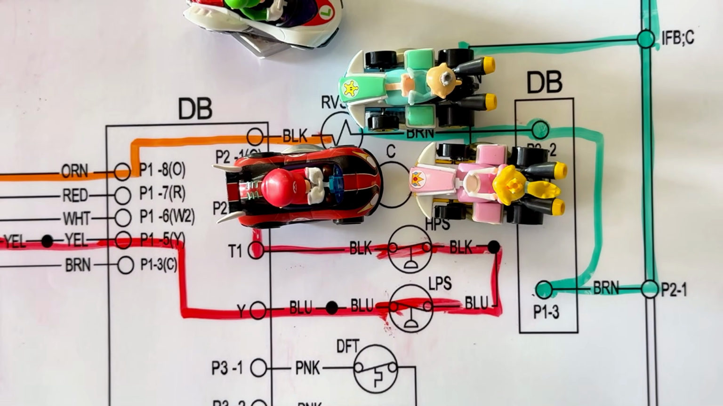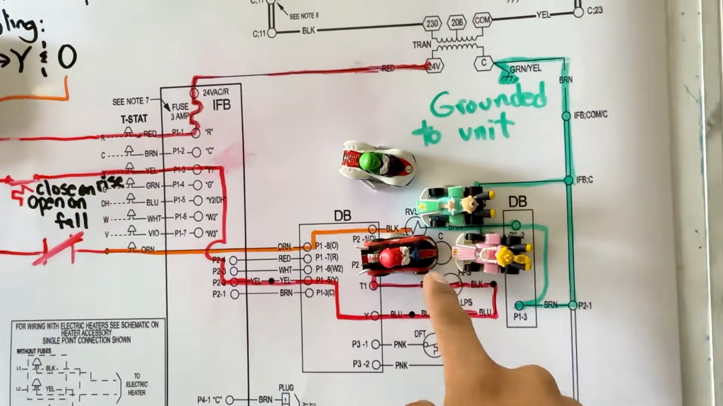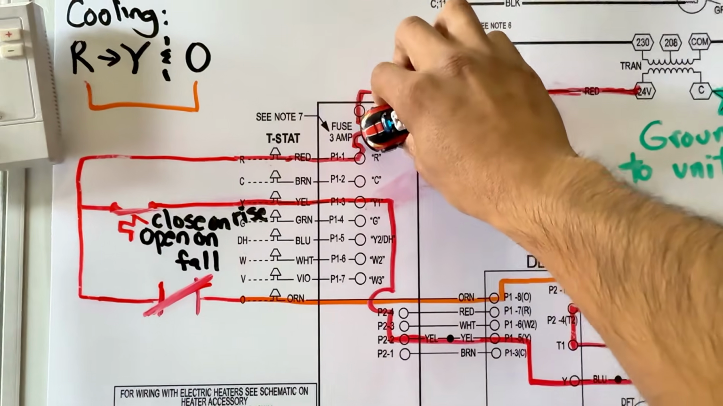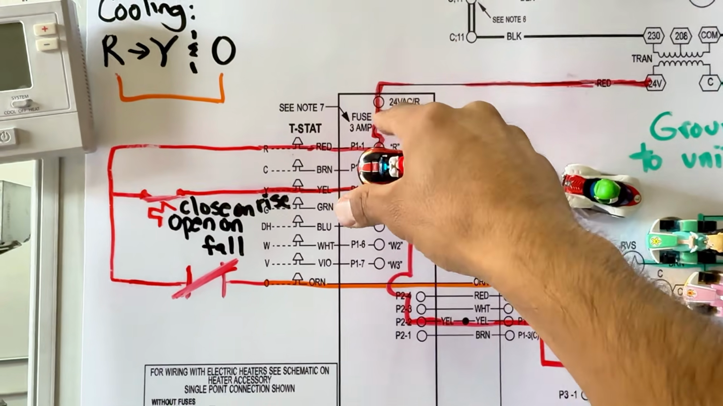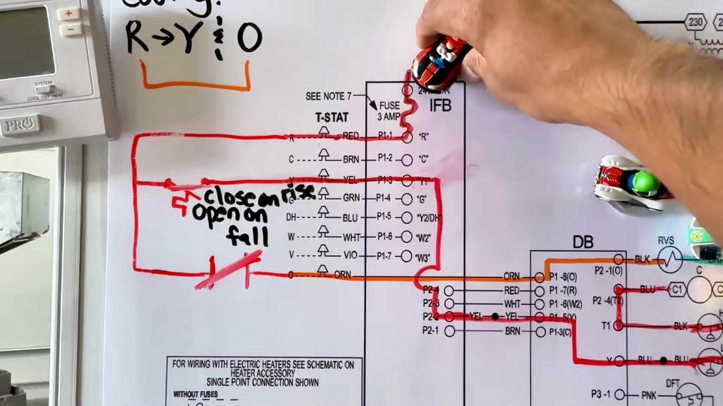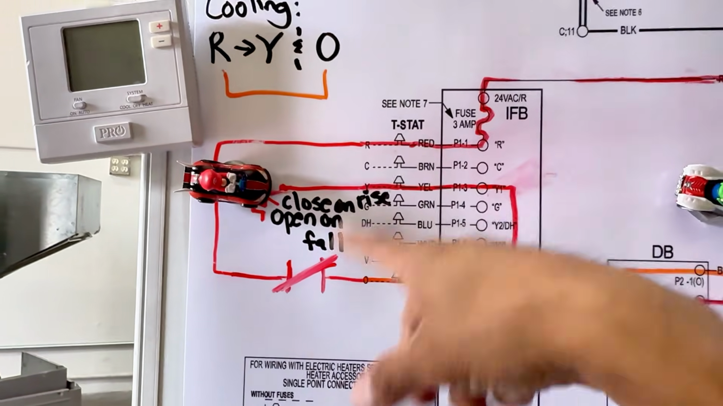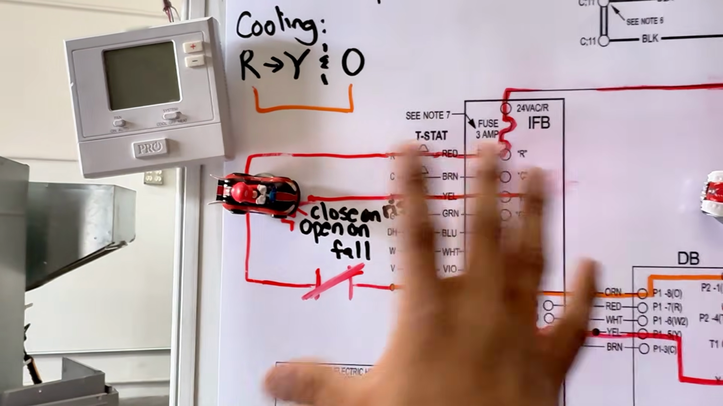But this is what I wanted you to see. You see the path that Mario had to take? It wasn't an easy path. He had to go through the 3 amp fuse, right? That fuse has to be good. If not, he's stuck over here. But it's good. And then this needs to be wired right, programmed right. All that has to be right.